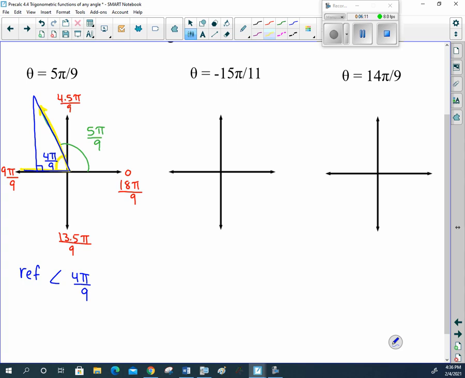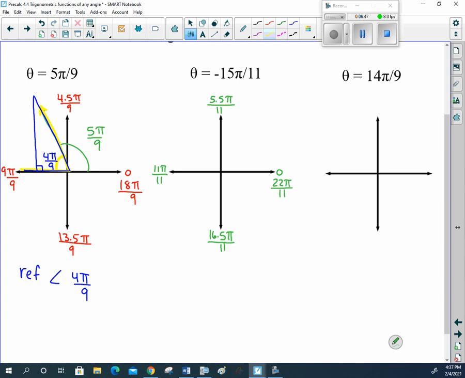Okay, so let's do this next one over here. So once again, I need to figure out a scale because I'm not really sure. 15 pi over 11. I'm in 11ths. So when I go to set up my scale, this one's going to be 11 pi over 11. If I take half of that, that's going to be 5.5 pi over 11. Add to that, and that's going to be 16.5 pi over 11. And then this side will be 22 pi over 11. That will give me 2 pi.